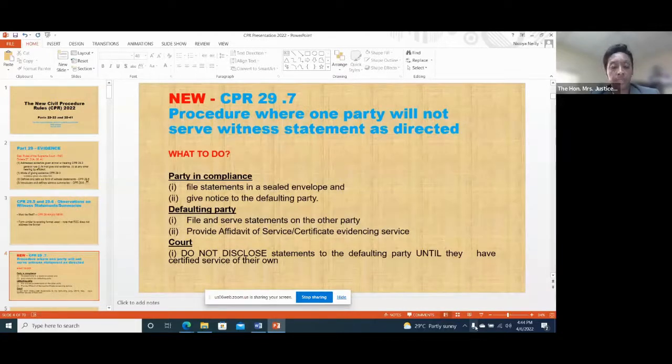we have in this rule a scenario, we have a solution to that issue. So I'm ready, so I'm the party in compliance. So I will file my witness statements in a sealed envelope, and I will give notice to the defaulting party. Then I could go down to the court. The court is not supposed to disclose the statements to the defaulting party until they have certified that they have served their own.